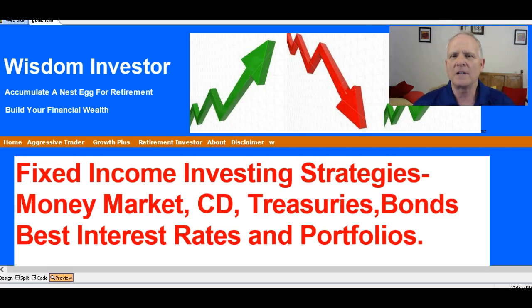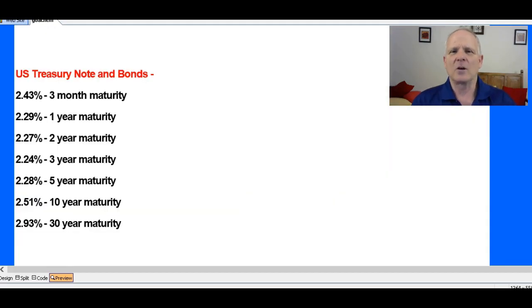So for those out there that don't want to invest in the market, or maybe you need to save for a short term, you're saving for a car or just putting money aside, you don't want to tie it up, or maybe you want to put it into a CD, get the best rate, and you just want to be safe with it. We're going to take a look at all of these factors here in our fixed income investing strategies and portfolio.